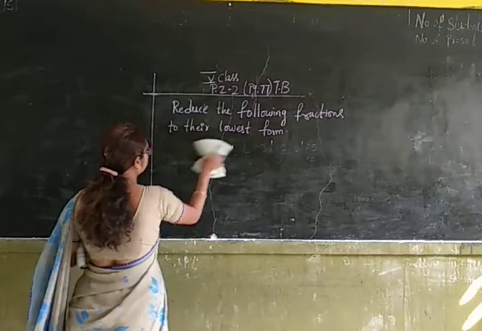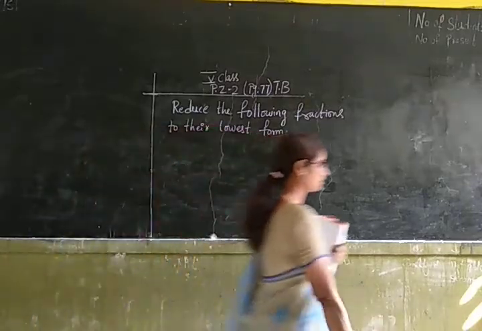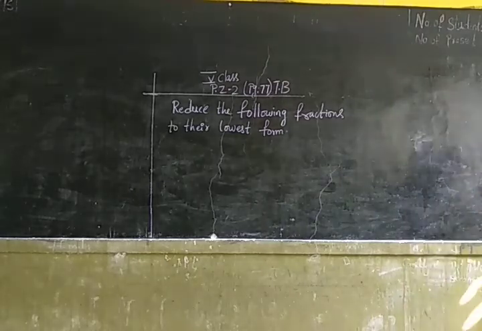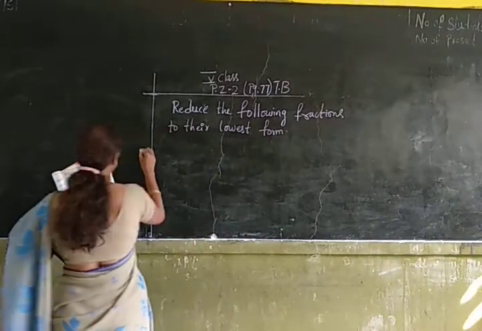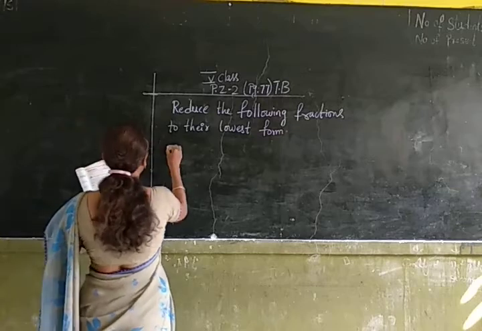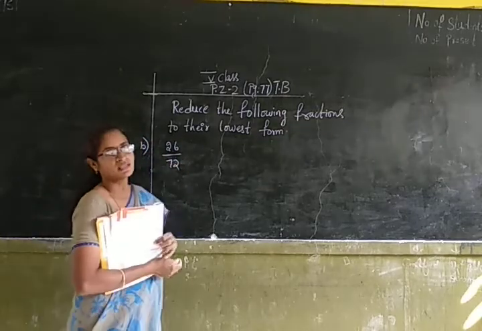Okay children. Now let us do the B sum. 26 by 72.